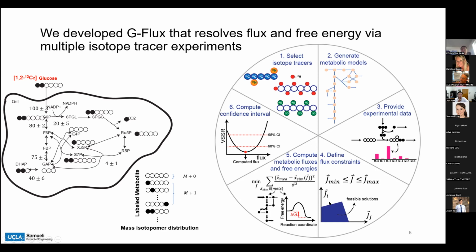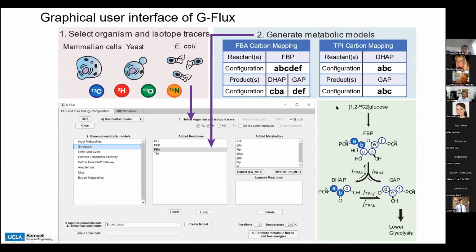And it finally turns out the metabolic flux in the end. And lastly, it computes the confidence intervals to tell us about the reliability of the computed fluxes. So the graphical user interface for G-Flux is looking like this.